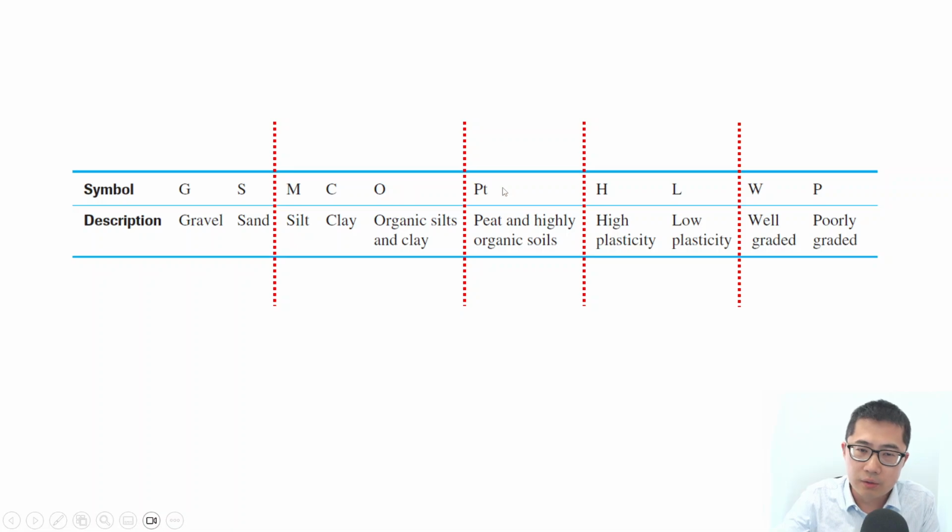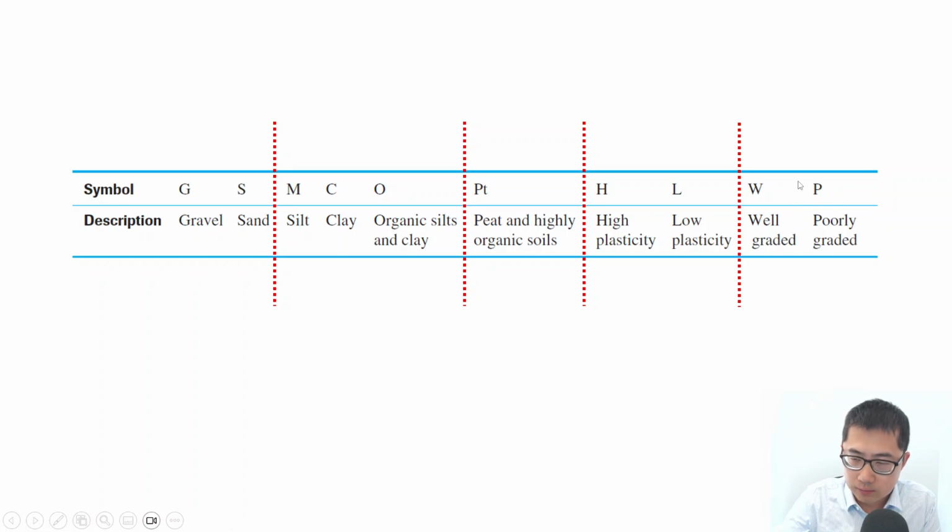You don't really see O and PT a lot in practice, right? If you have those kind of soil on site, a really good idea is to try to get rid of them, and definitely don't want those kind of material onto your building or foundations. And then the right side of this, all the symbols, those H and L, they are for plasticity. If you have H, that means it has high plasticity. You have an L, that means it has a low plasticity.